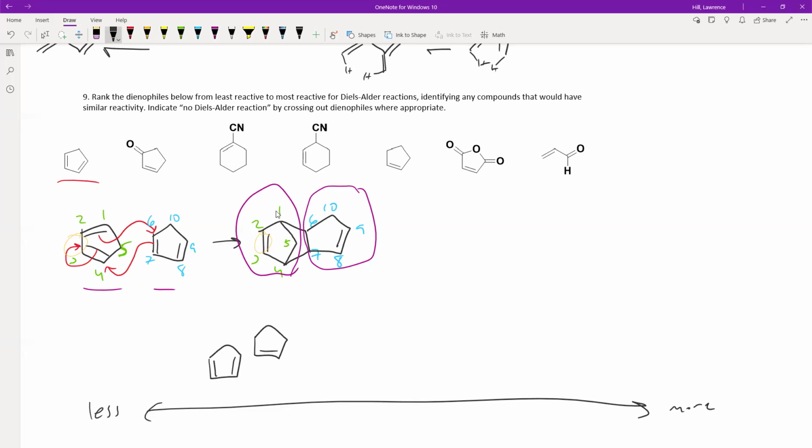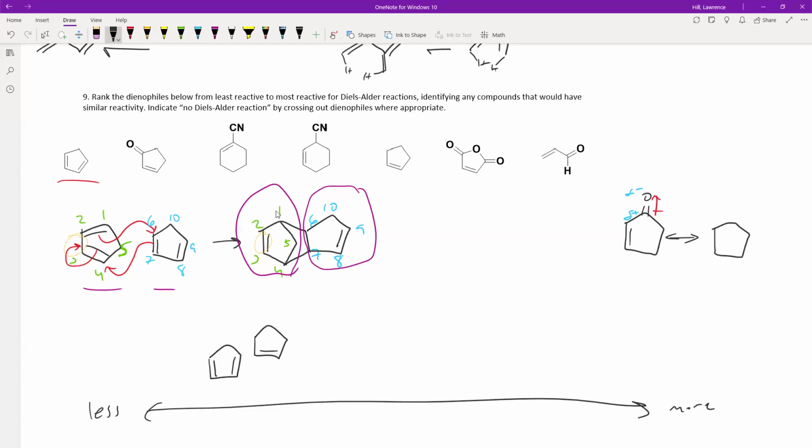So let's do the next one. We have this dienophile, and here we have an electron withdrawing group on the molecule. So we have this giving us a partial positive charge on this carbon atom and a partial negative charge on oxygen. And so if we think about resonance structures here, you can think about the positive charge as pulling electron density away from the double bond, making it more reactive. Another way you can think about it is by considering resonance structures in this case.